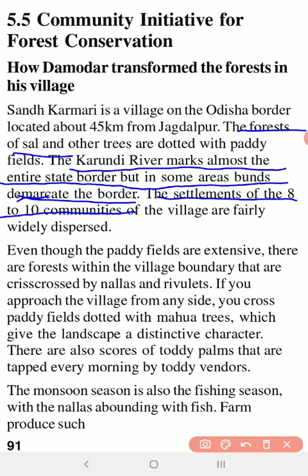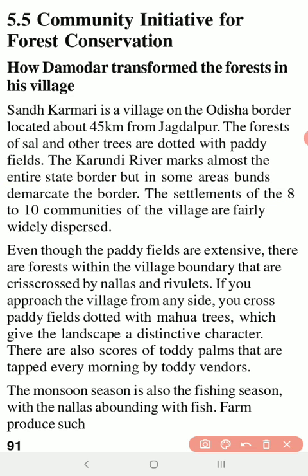So in that particular village or the surrounding villages, there are settlements of some 8 to 10 communities. Now they are dispersed, meaning they are spread everywhere. Even though the paddy fields are extensive, meaning there are a vast number of paddy fields, there are also forests within the village boundary that are crisscrossed by nullas, rivulets. Which means even though we have so much paddy field, there were still so many forests around the village, here and there.